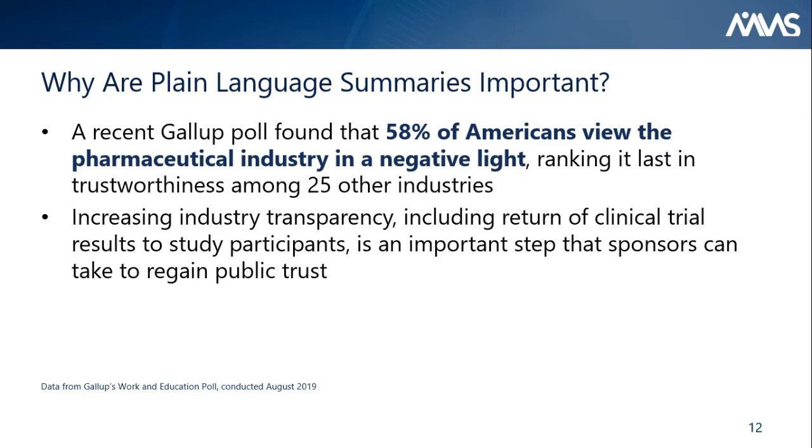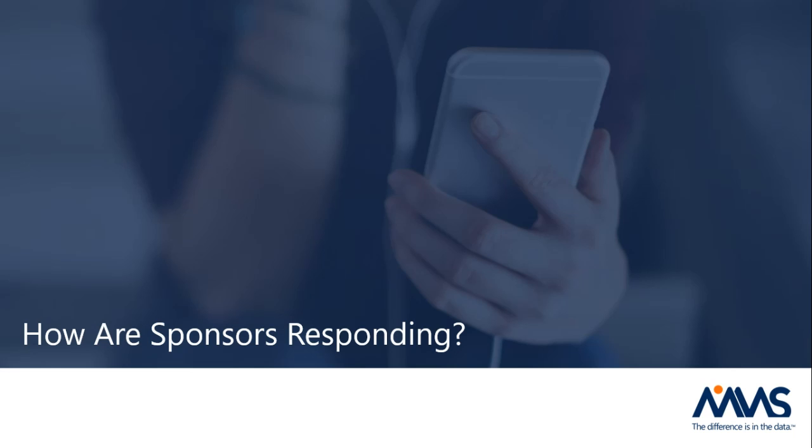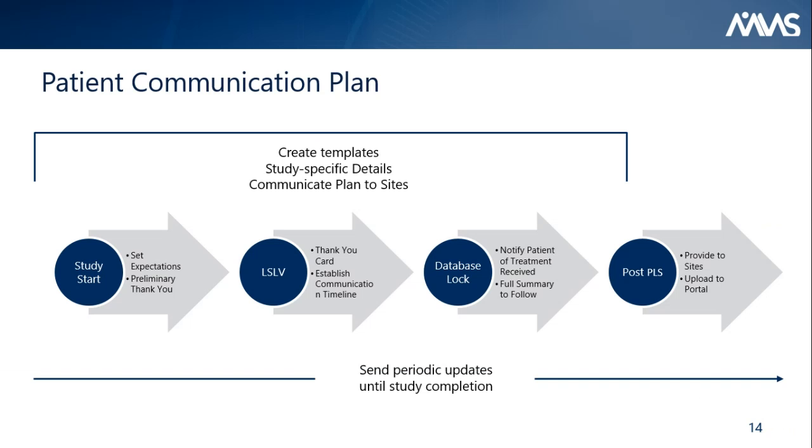So a lot of sponsors have responded to the public's distrust by making a commitment to increase transparency, and part of this increased transparency is the return of trial data to participants by way of a plain language summary. So patients have indicated that it's very important to them that they receive the results of the trial they've participated in, and the public has said that the pharmaceutical industry doesn't inspire trust and is not fully transparent. So what are sponsors doing with this information?